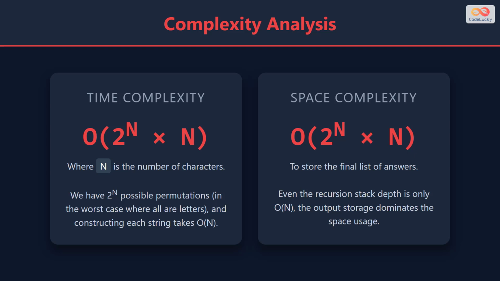Let's talk about performance. If n is the number of letters in the string, the number of possible permutations is 2^n. Since we must construct each of these strings, and each string has length n, our total time complexity is O(n * 2^n). The space complexity follows the same pattern because we need to store all these results.